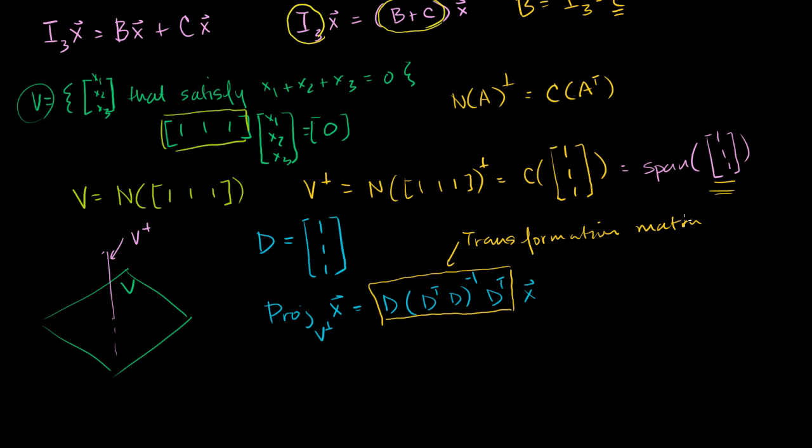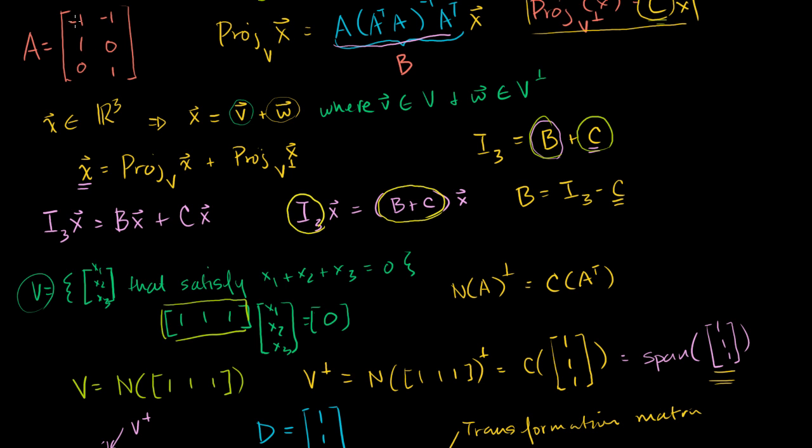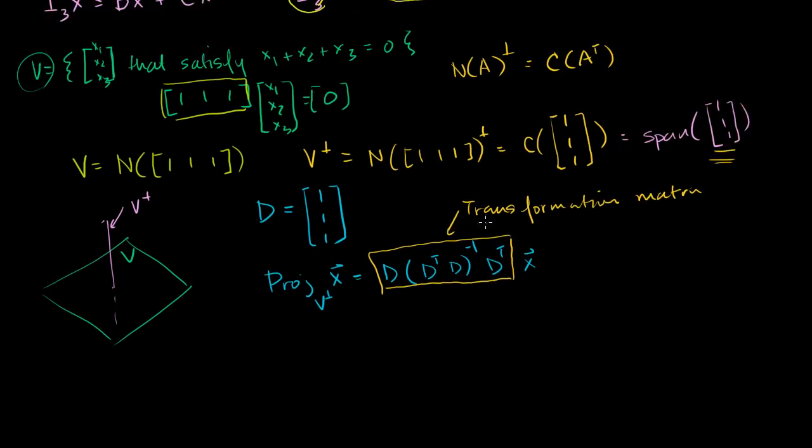So let's see if this is easier to solve than this business up here where we had a 3 by 2 matrix. That was the whole motivation for doing this problem. To figure out the projection matrix for V subspace, we'd have to do this with a 3 by 2 matrix. It seemed pretty difficult. Instead, let's find the projection matrix to get to the projection onto V's orthogonal complement, which is this. So what is D transpose? D transpose is just going to be equal to 1, 1, 1.